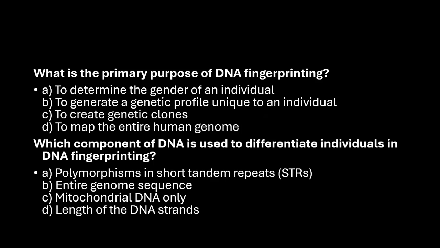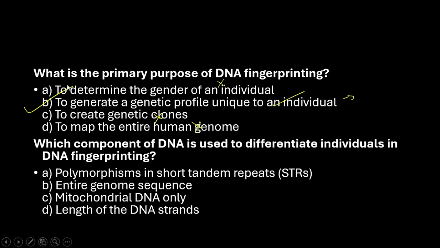The primary purpose of DNA fingerprinting is to generate the genetic profile unique to an individual. We are not trying to create a human genome, or a gene or a clone, or determine the gender of an individual. So what are we trying to do? We are trying to have a genetic profile which is unique to an individual, so that each and every individual has a specific genetic profile. We are not only focusing on gender, or genetic clones, or an entire human genome. So the answer for the first one is B, to generate the genetic profile unique to an individual.